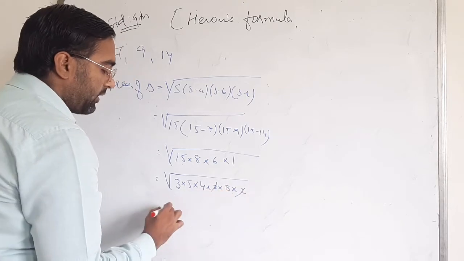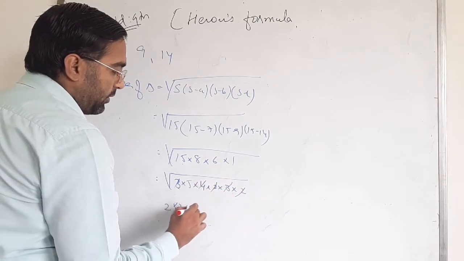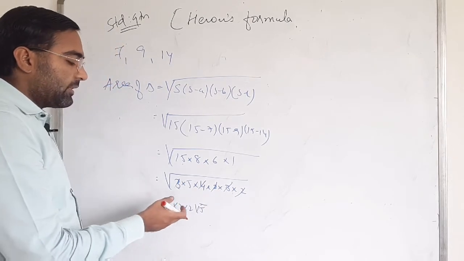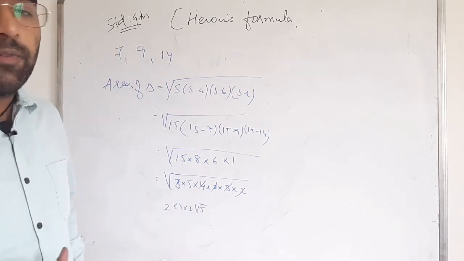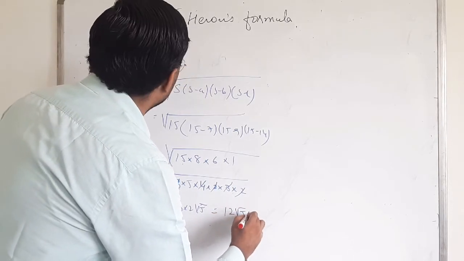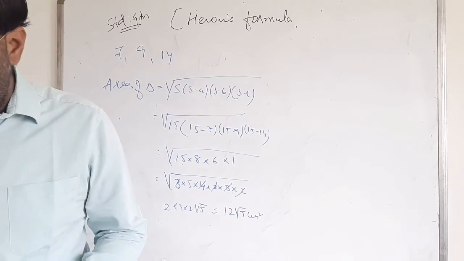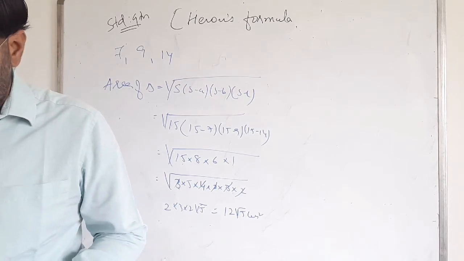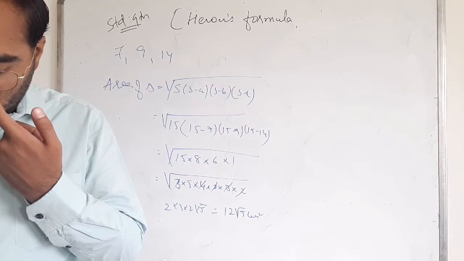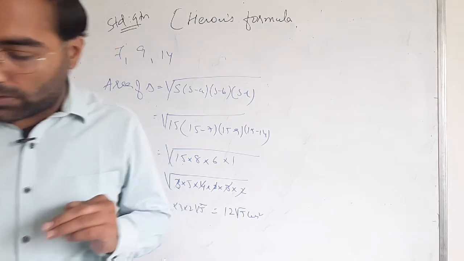Now a pair of 2s is taken out, a pair of 3s is taken out, square root of 4 is 2, and 5 remains as it is. So your answer will be 2 threes are 6, 2 sixes are 12, 12 root 5 centimeter square. Your area of the triangle is 12 root 5 centimeter square. Okay, clear?